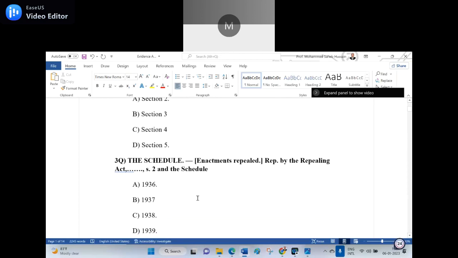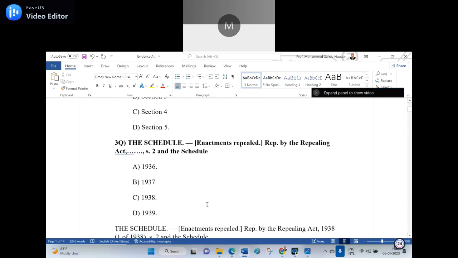Third question. The schedule enactments repeal represented by the repealing act dash section 2 and the schedule. In which year? A. 1936, B. 1937, C. 1938, D. 1939. 1937, sir. Amendment year. 1937. Wrong. Sir, C 1938. It's right. The C is the right answer. It's the 1938 repeal the section 2 and the schedule of the Indian Evidence Act.